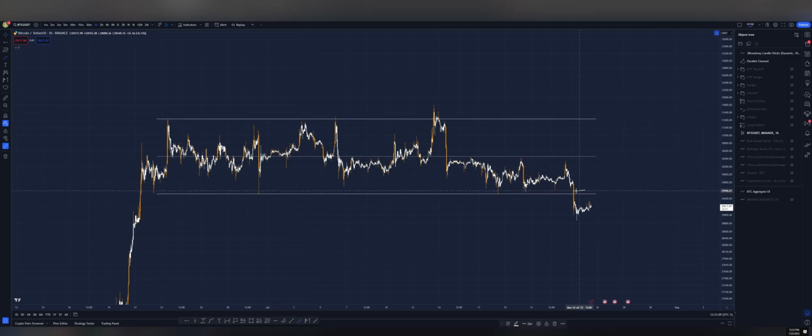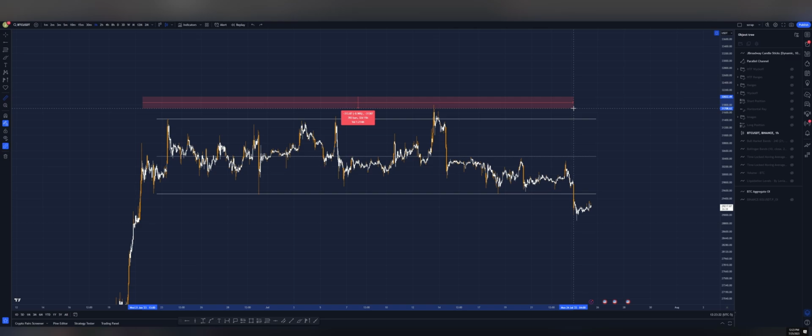We have finally left this range. We broke down yesterday and we've been consolidating right here, okay? And we're holding support right here at this order block, which is what I expected. But now that we have left this range of one month, we've been chopping around.